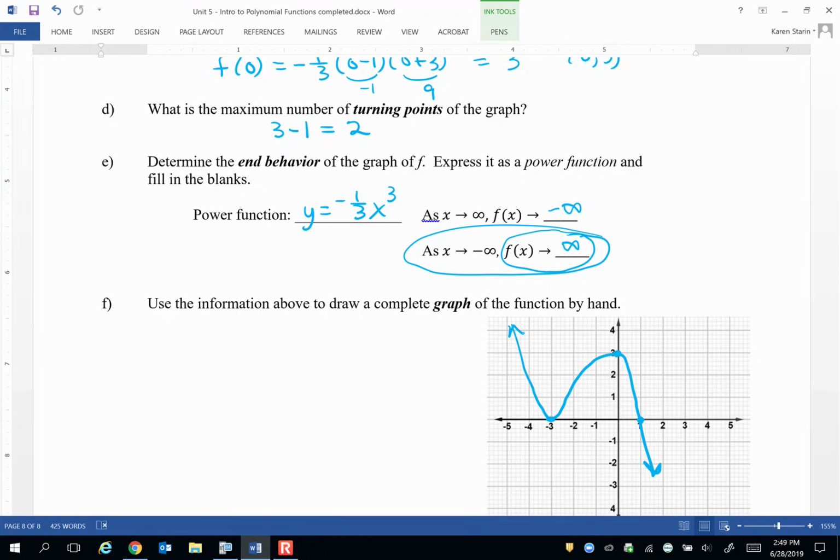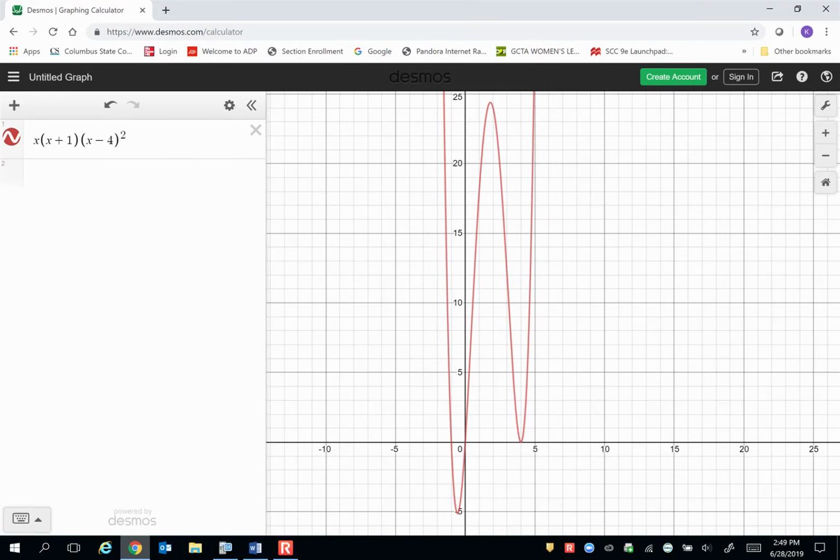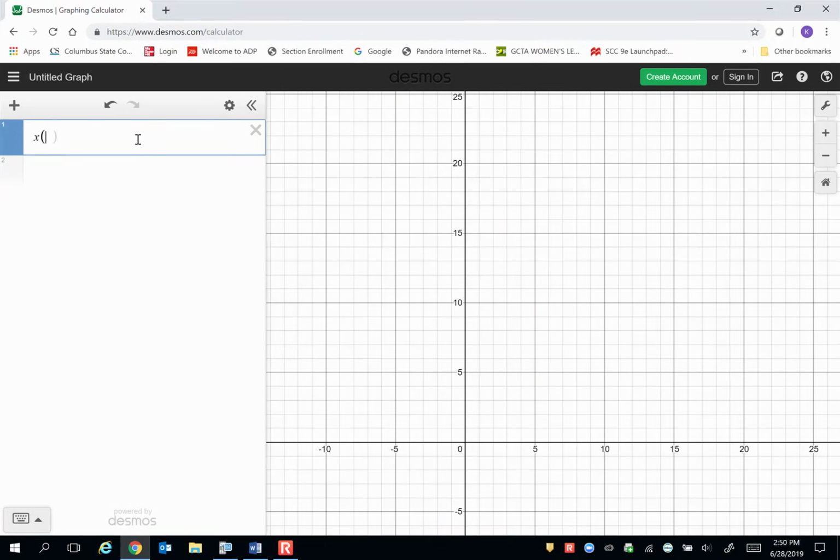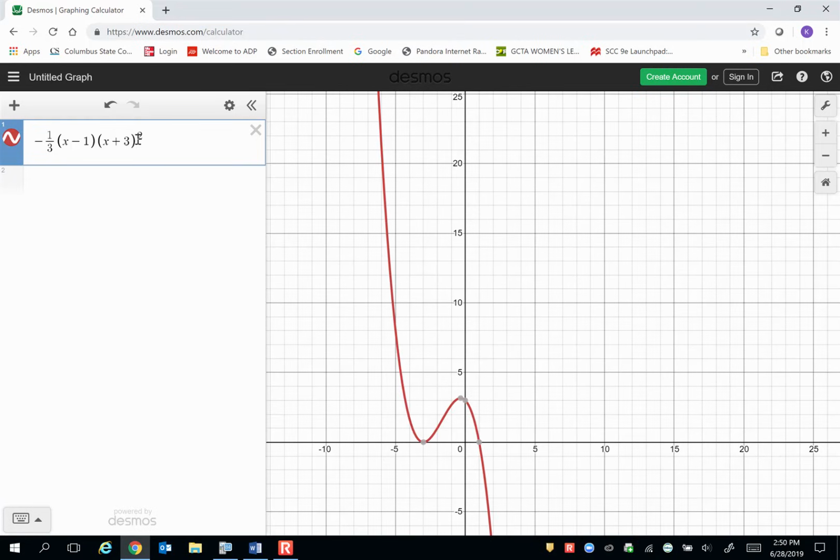Let's confirm that with Desmos. So going to Desmos, I have a function in here from a previous problem, but we can quickly just go ahead and delete that and type in this function. So I have negative 1/3 times the quantity x minus 1, it's starting to shape up here, times the quantity x plus 3, and then I just do a shift 6 for the caret key and put a squared there.